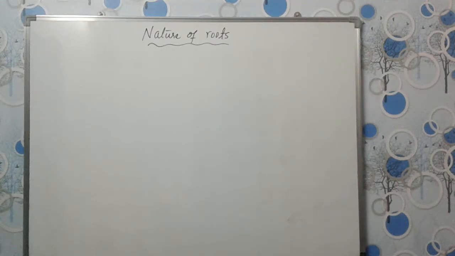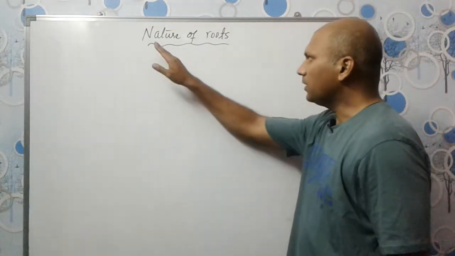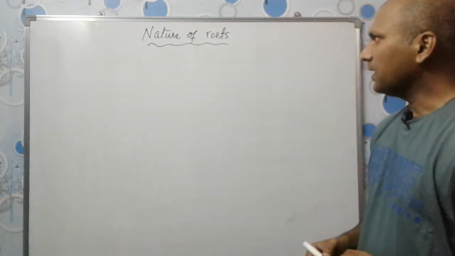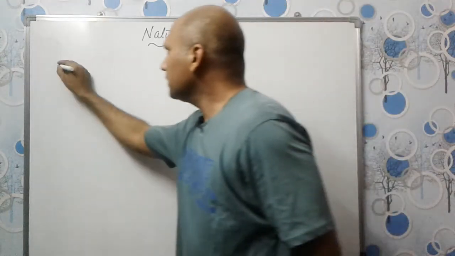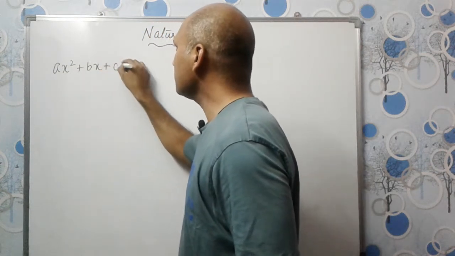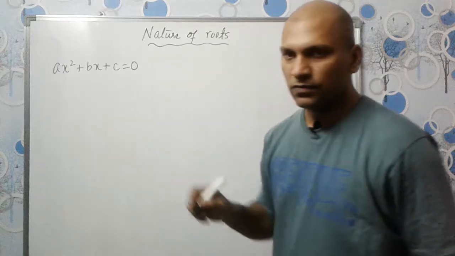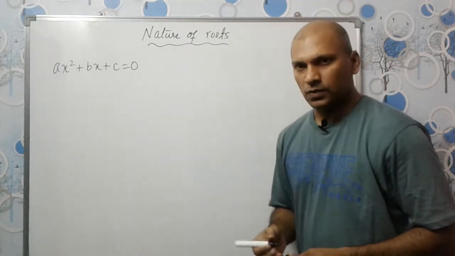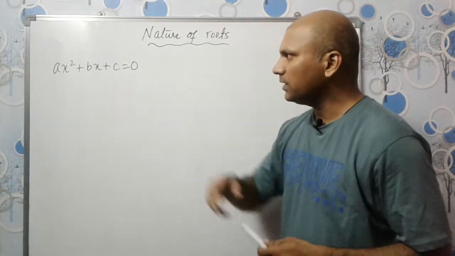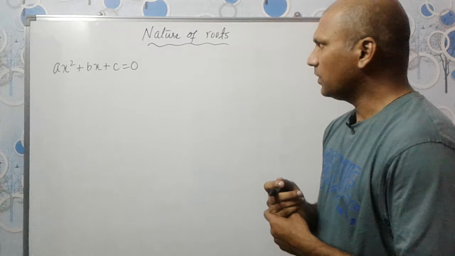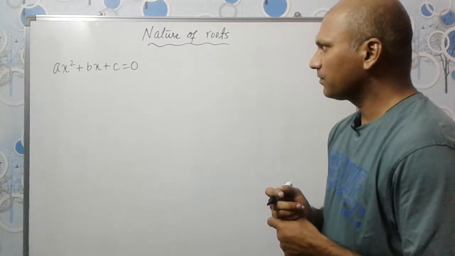Hello students, in this video we are going to study about nature of the roots concept. Okay, now we know that ax square plus bx plus c is equal to 0 is the standard form of quadratic equation. Okay, it will have roots, that means value of x will be there, isn't it? Now the nature of the roots, what is this concept, nature of the roots?